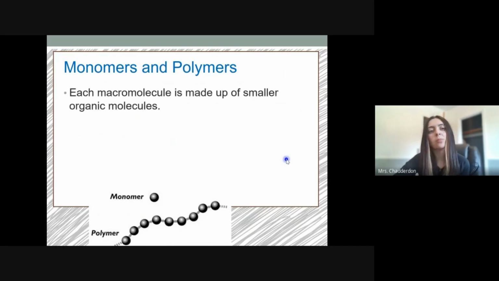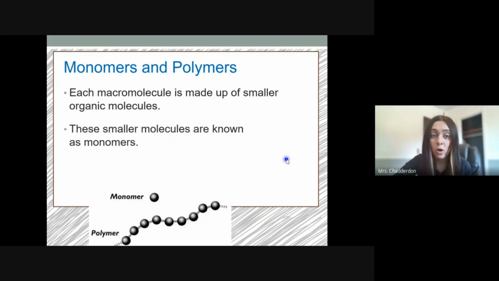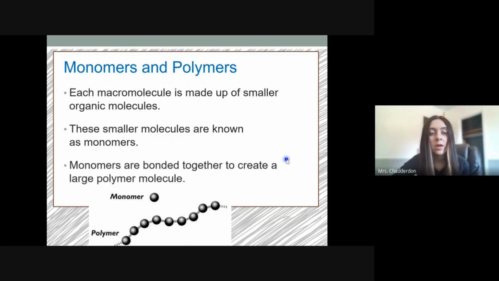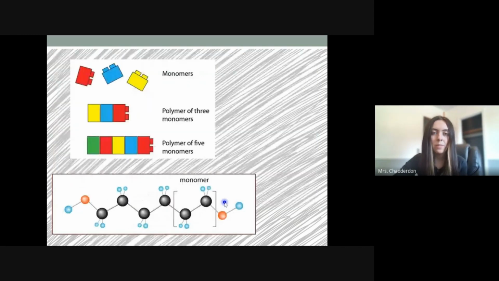Now, monomers and polymers. Each macromolecule is made up of smaller molecules. We call those smaller molecules monomers. Mono means one, so it's like smaller, one. Then they are bonded together to create a polymer. Poly means many. So we have a monomer versus a polymer. You can think of monomers like individual pieces of Legos, where polymers would be the Legos stuck together. A polymer of 3 monomers, of 5 monomers.